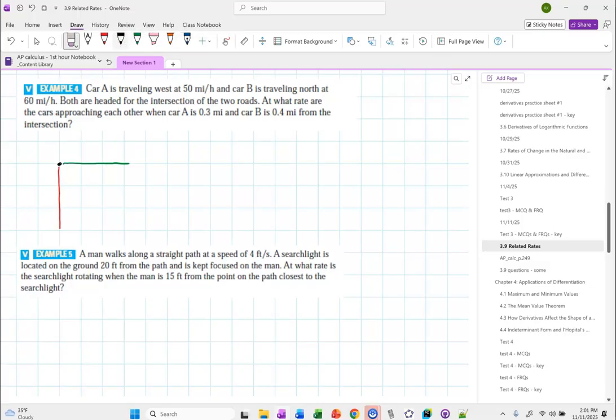Oops. Try again. So that's west, right? And B is going north. Is everybody okay here? And probably to nobody's surprise, we're going to care about that as well.